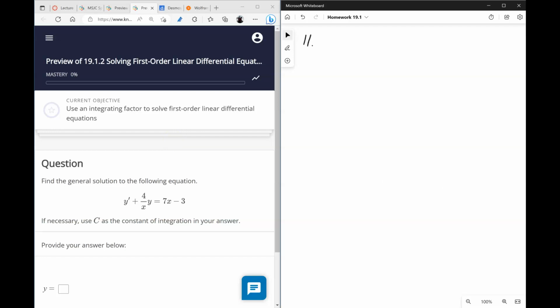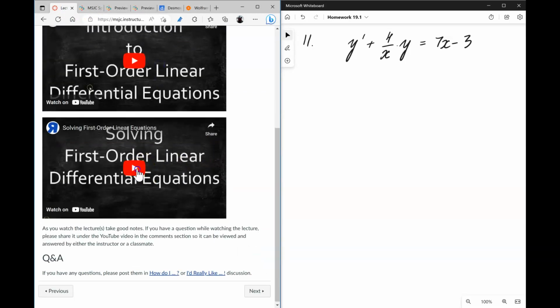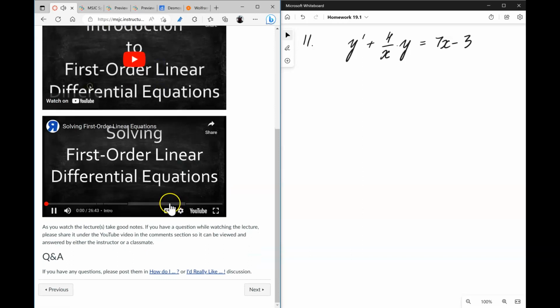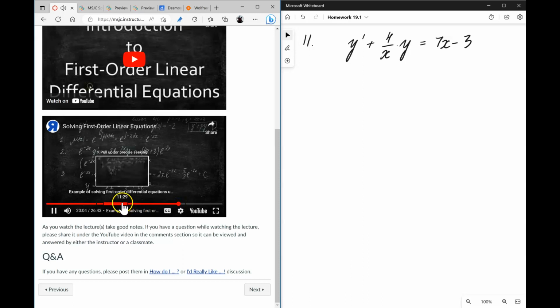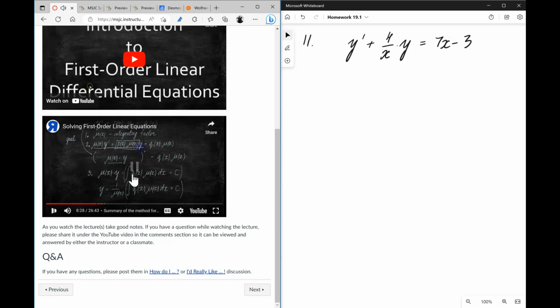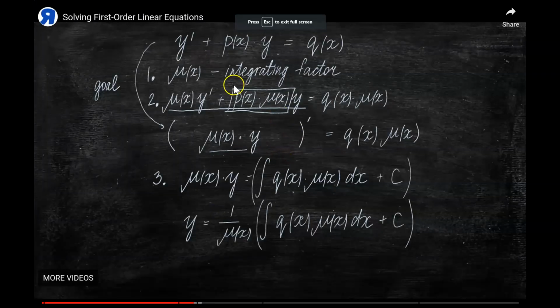Find the general solution to the following equation. So we have y prime plus 4 over x times y is equal to 7x minus 3. And the steps that I'm going to follow are outlined in this video somewhere right over here. So all of these differential equations, and by all of this I mean first order linear differential equations, can be solved in 3 steps.